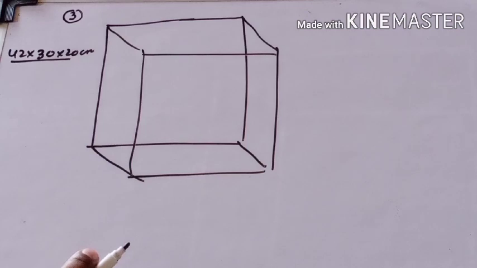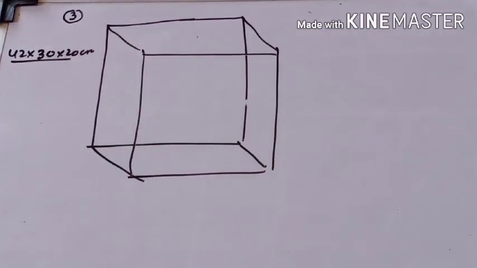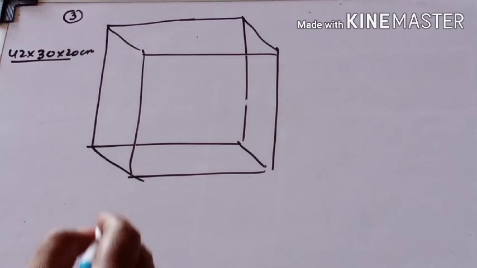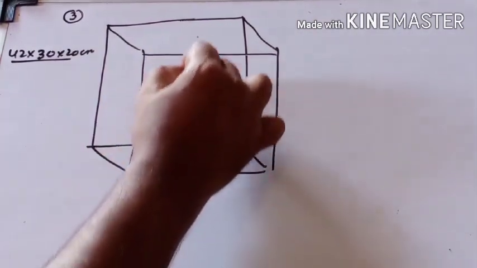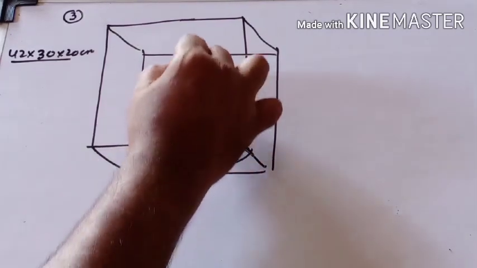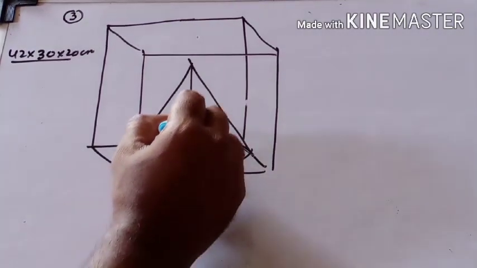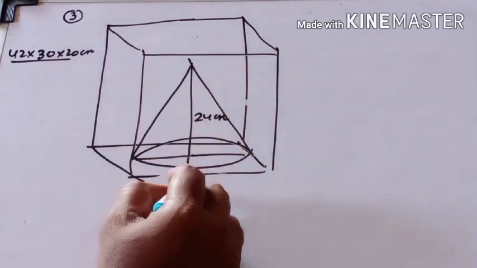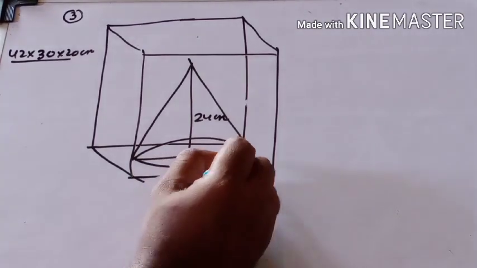From it a conical cavity is cut. So let us consider a conical cavity of diameter 14 centimeter and depth 24 centimeter. So we'll take a conical cavity here. Conical cavity is cut from it. Its depth is given 24 centimeter, and its diameter is given 14 centimeter. So its radius will be 7 centimeter.